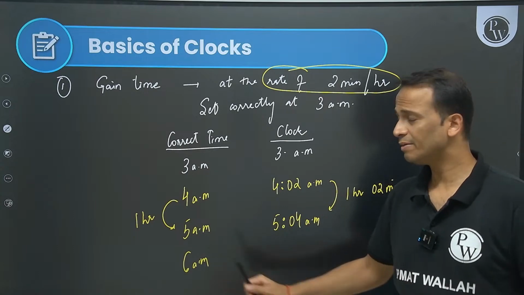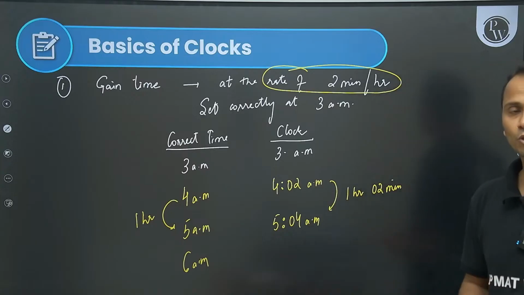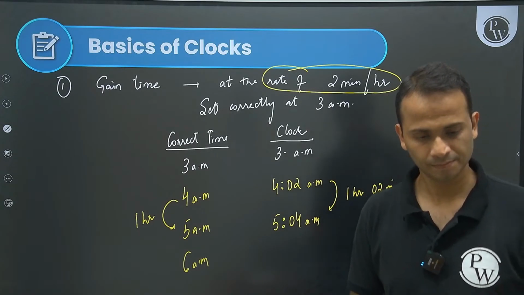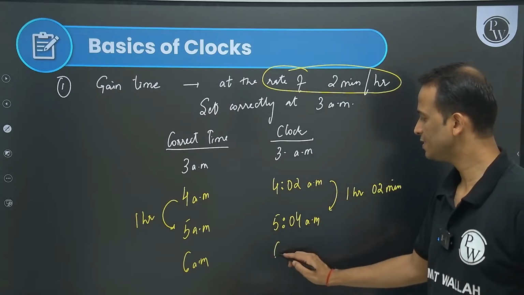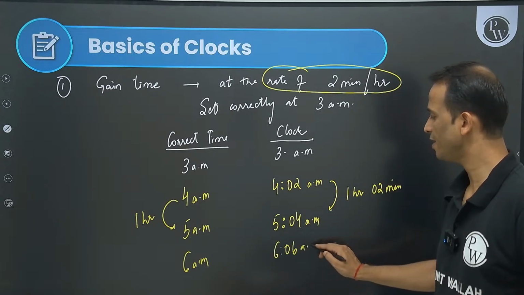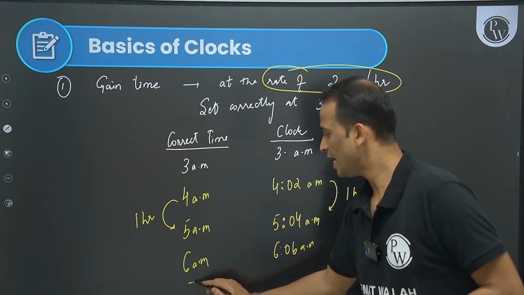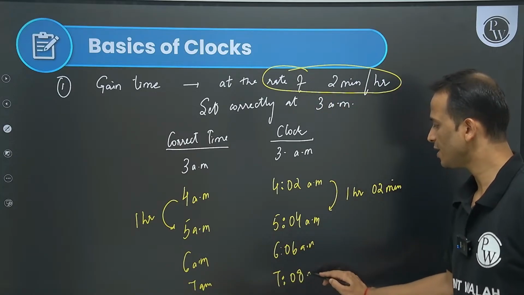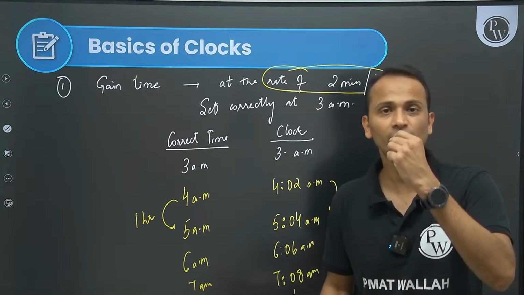So if the correct time is 6 am, what will be the time shown in this defective clock? Absolutely, it will be 6 am, another 2 minutes gain. At 7 am, it will show 7:08 am and so on.